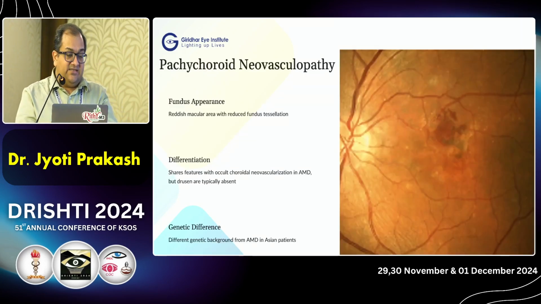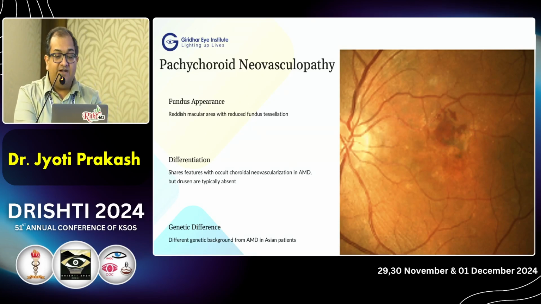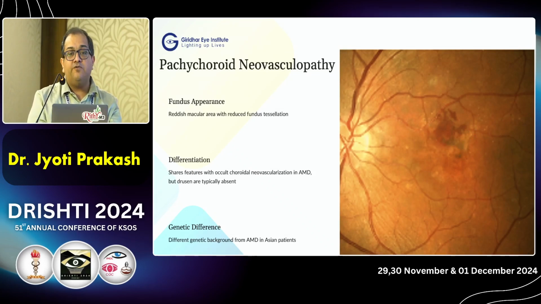Another disease in this spectrum happens to be the pachychoroid neovasculopathy. As the name neovasculopathy suggests, it is a set of new vessels which develop from the choroidal vasculature and come to lie below the RPE. On the fundus, you can characteristically see a subretinal hemorrhage, RPE mottling, pigmentation changes, and the most striking feature which will differentiate it from wet ARMD is the absence of drusen.